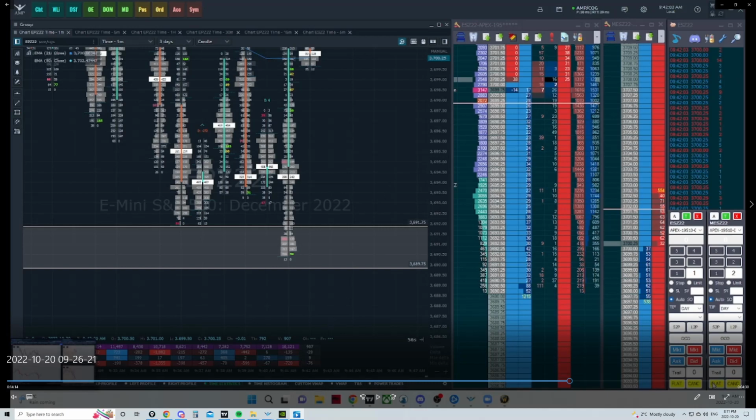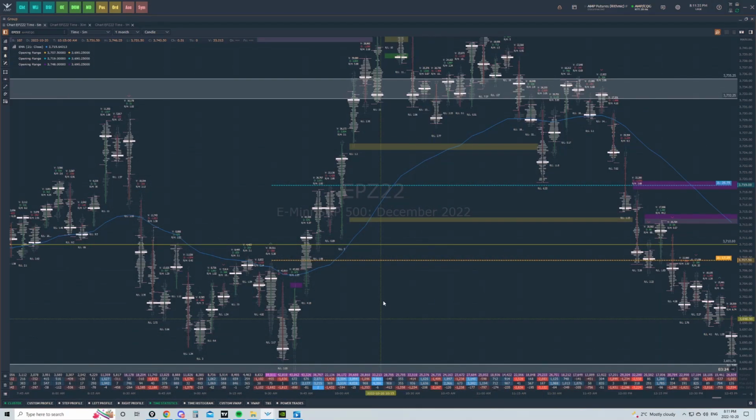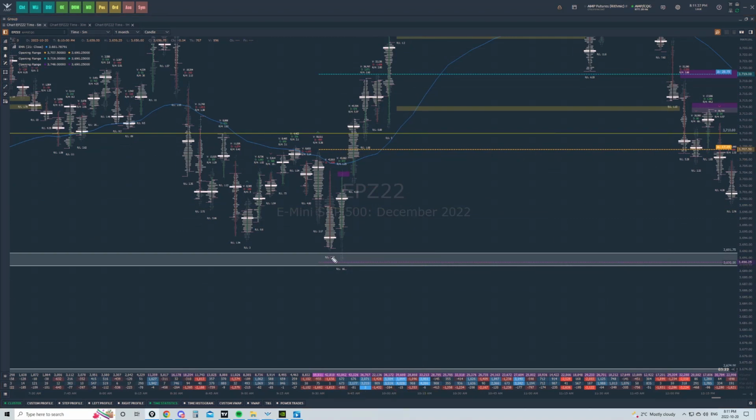And all we did was use some simple puzzle pieces to say, okay, where's an area of interest that we want to trade where buyers and sellers could possibly interact with each other aggressively? And if sellers are in control, this is where buyers could possibly come in, soak some sellers up, hold price, and go for a good push.